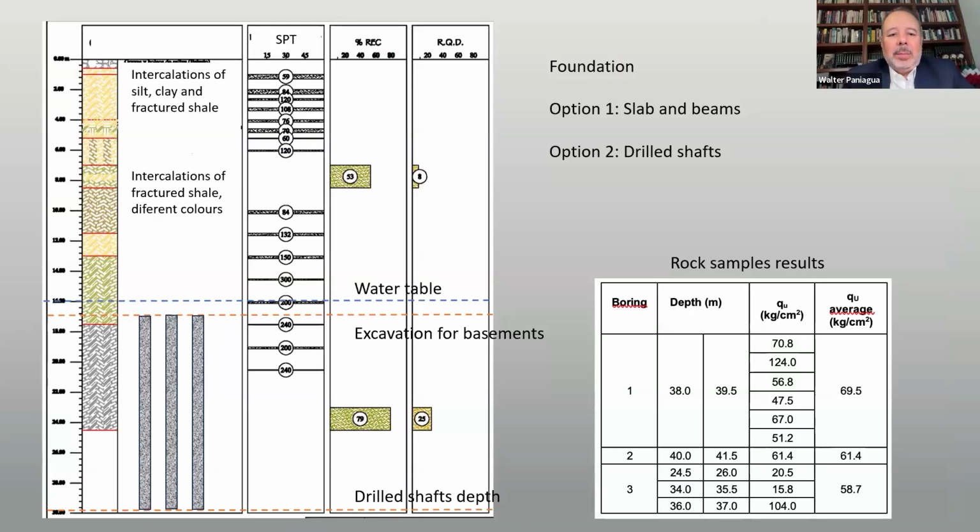And the soil exploration was also very poor. Here we have intercalations of silt, clay, and fractured shale. And after this depth, intercalations of fractured shale with different colors. There, the water table is over here, and there is an excavation for basements. So the piles are really with concrete and reinforcement steel from here up to this depth.